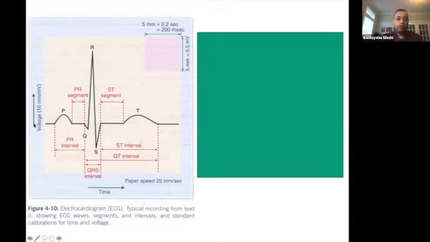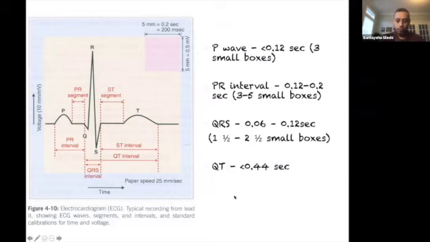How long should a QRS be in a normal person? Up to 0.12 seconds, or 3 small boxes. Great. So the PR interval should be between 0.12 to 0.2, 3 to 5 small boxes. QRS should be between 0.06 and 0.12. QT should be less than 0.144. And again, this is pattern recognition. When this pattern changes, you know that the patient has some abnormality.